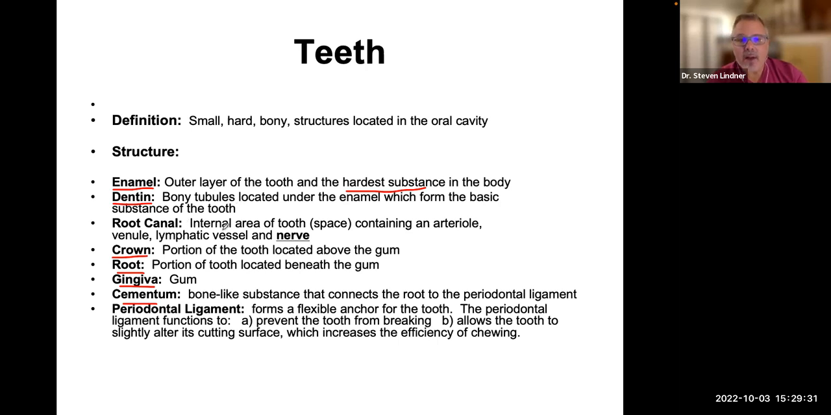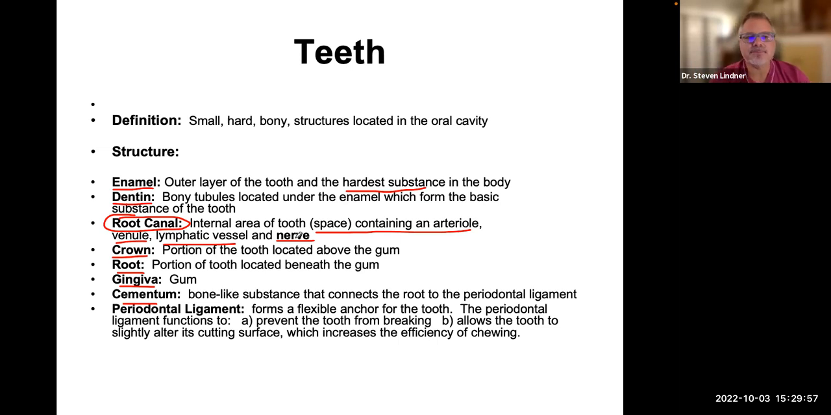The root canal is the internal area of the tooth. It's the space that contains the arterial, the venule, the lymphatic vessel, and the nerve. We've heard of people that have a cavity very deep that they need a procedure called a root canal, where they destroy all of this, including the nerve, due to the increased pain and sensitivity they have to temperature as well as pressure.